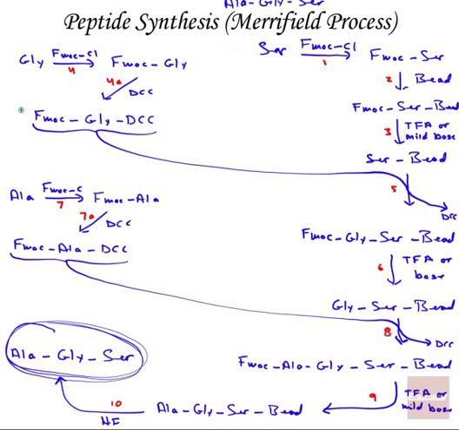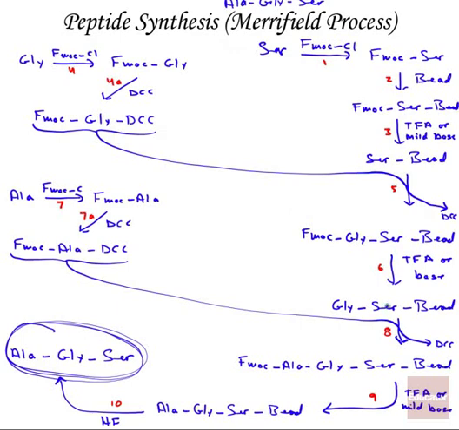I prepare my glycine reagent. I take glycine, I protect it with FMOC, and then I add DCC to the right side of it. I take that, I react it with my bead and serine. Now I have my bead, my serine, my glycine, and I have my FMOC. DCC has gone away. I subject that to trifluoroacetic acid.